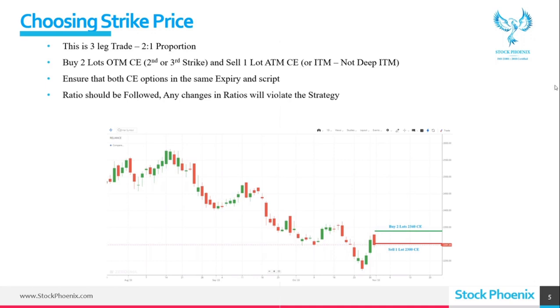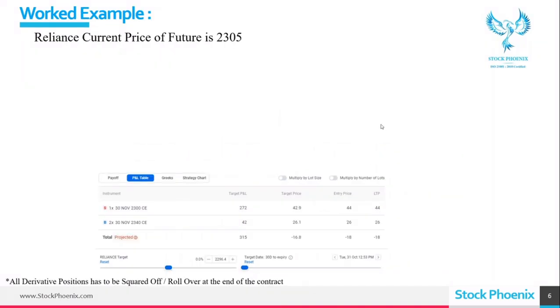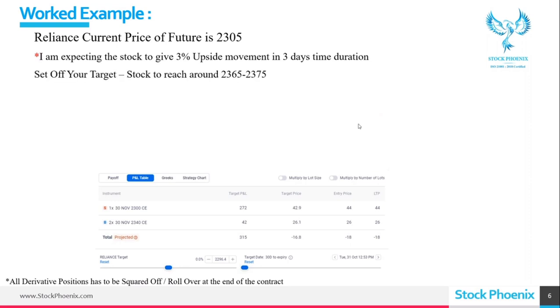You can see here we are selling 1-lot 2300 call. Let's assume the current market price is 2297. We are selling 1-lot 2300 call and buying 2 lots of 2340 call option. Worked example: Reliance current market price of the future is 2305. I'm expecting the stock to give 3 to 5% bullish movement in 3 days. Set your target: the stock should reach 2365 to 2375. These two are very, very important.